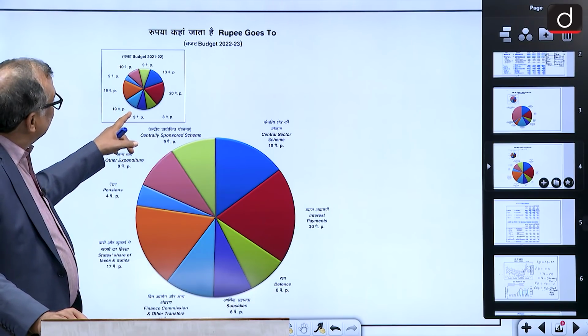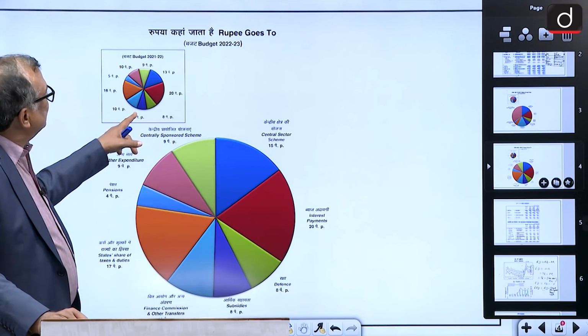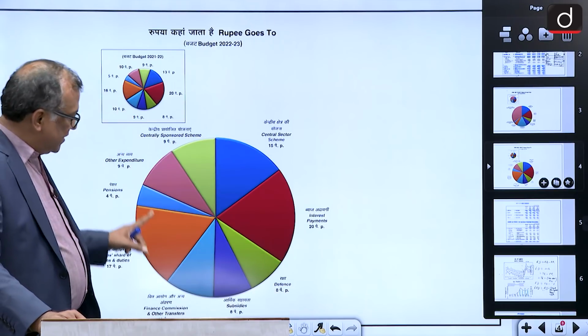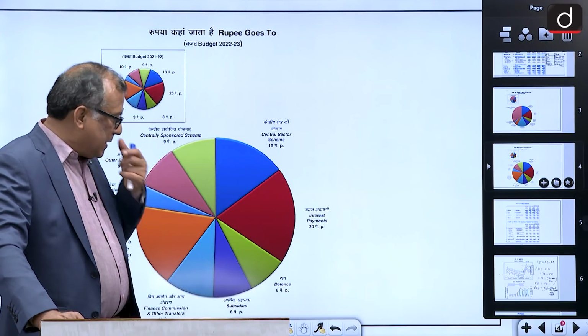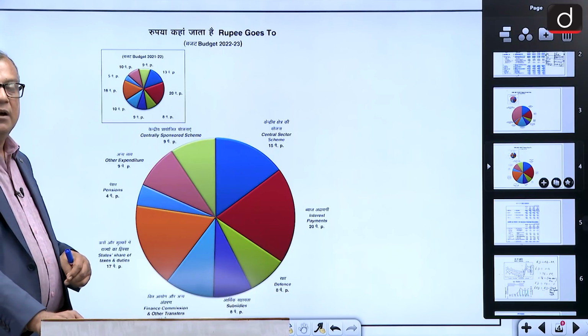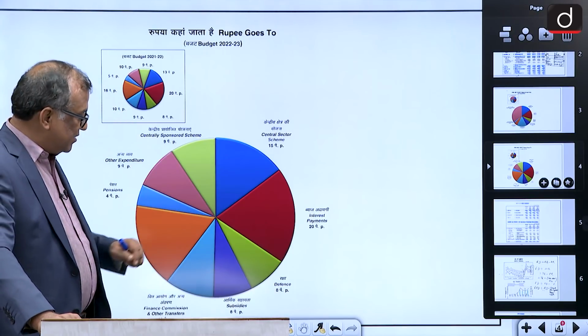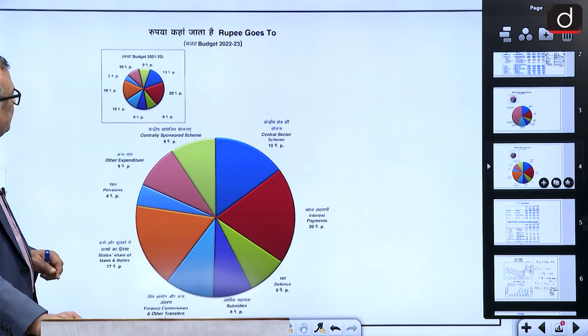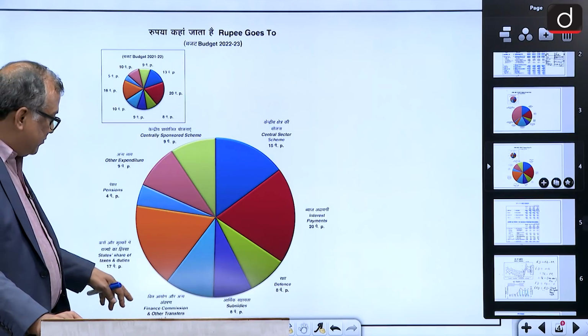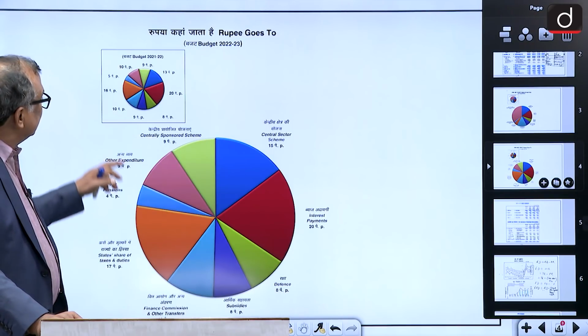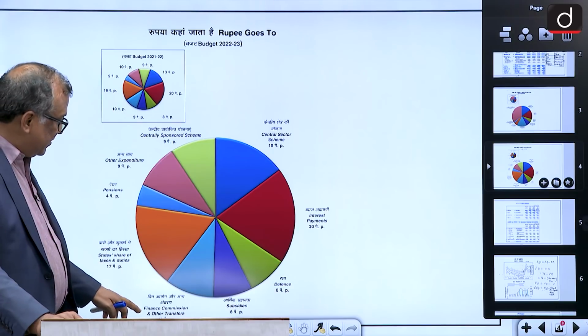Subsidies: 9 paise were spent on subsidies in the current year, and next year only 8 paise are likely to be spent on subsidies. So, subsidy expenditure has been reduced this year compared to last year. Finance Commission and other transfers: last year was 10 paise, this year again 10 paise.